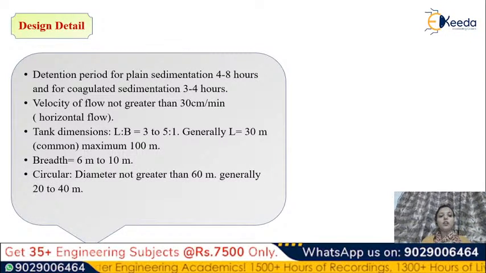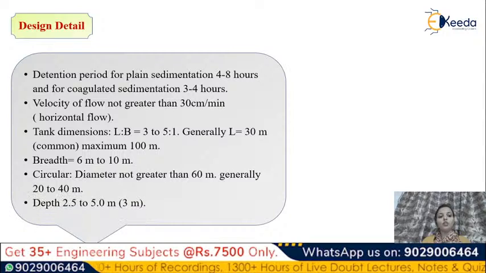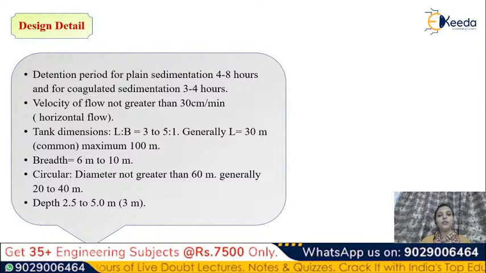In case of a circular sedimentation tank, the diameter is not greater than 60 meter, generally kept as 20 to 40 meter, and depth should be kept as 2.5 to 5 meter. Generally we adopt a depth of 3 meter for the sedimentation tank.